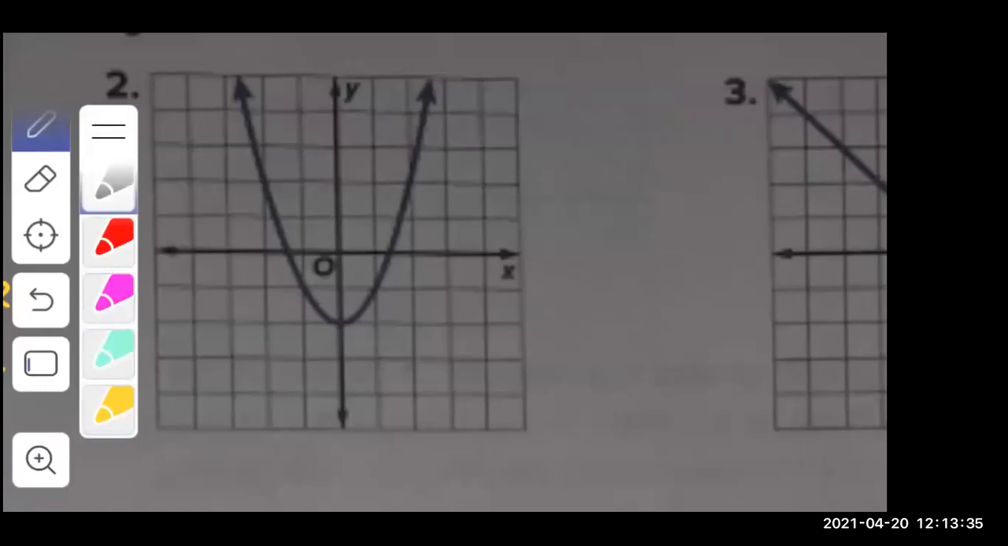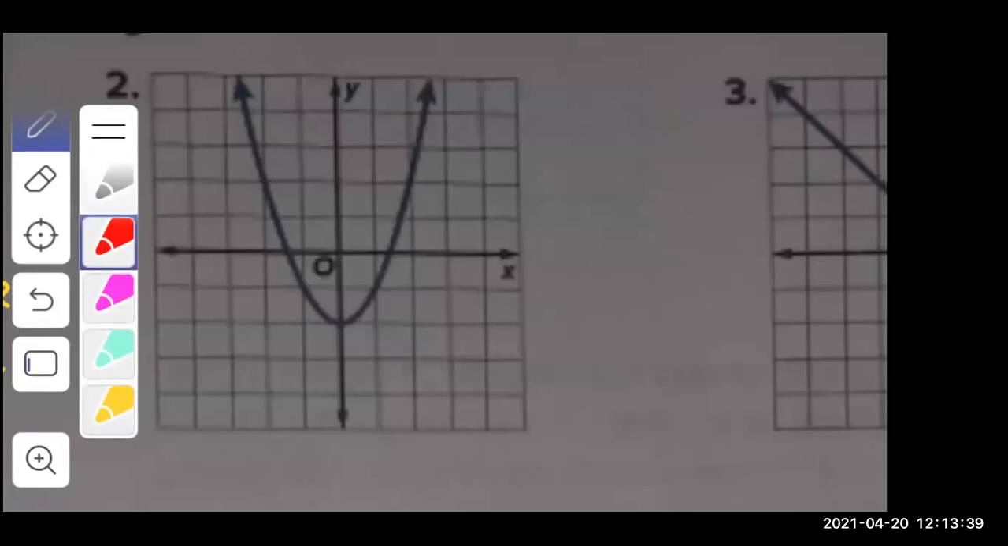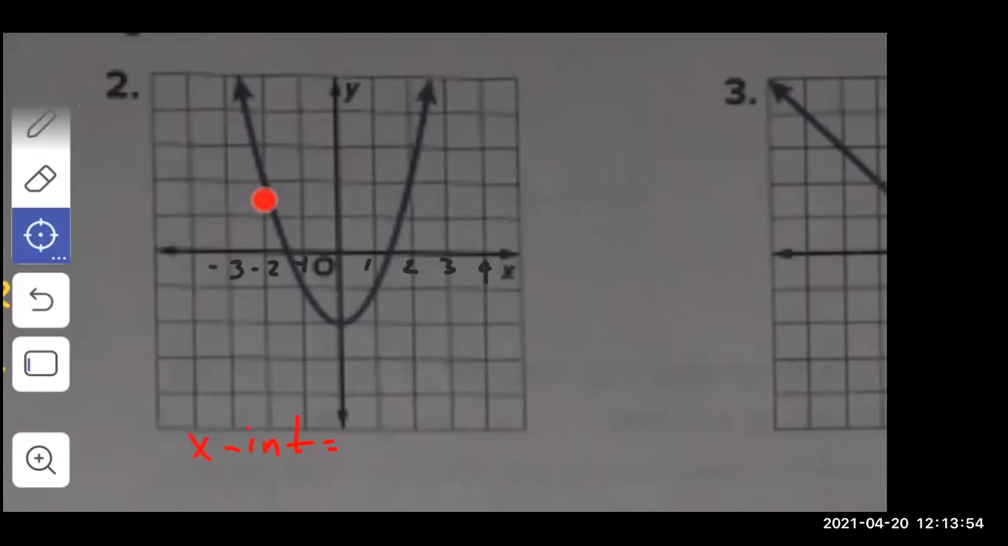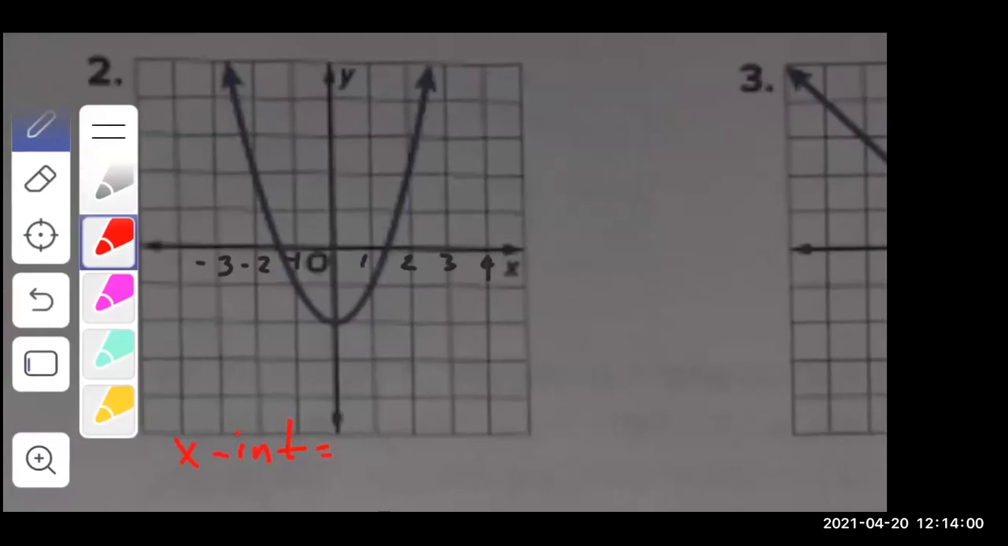Let's have a look at number 2. Again, we're gonna do the same thing. We're gonna start off by identifying the x-intercept. Can someone tell me where this graph crosses the x-axis? This is 1, this is 2, this is 3, this is 4, this is -1, -2, -3. Where does this graph cross the x-axis? At this point and at this point, right? What is this point equal to, guys?